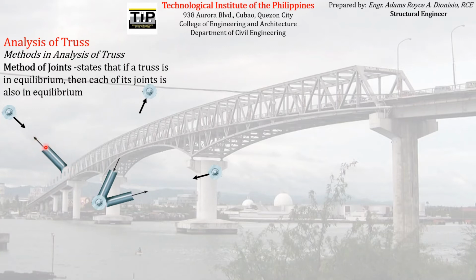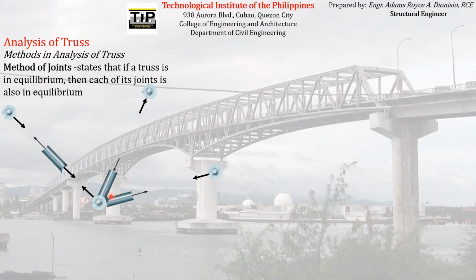pa ganyan dito. So to balance that, dapat may nag-act na force dito, equal in magnitude but opposite in direction. So then again, yung internal force na yan is equal in magnitude but opposite in direction dito sa lalabas dito sa joint na to.